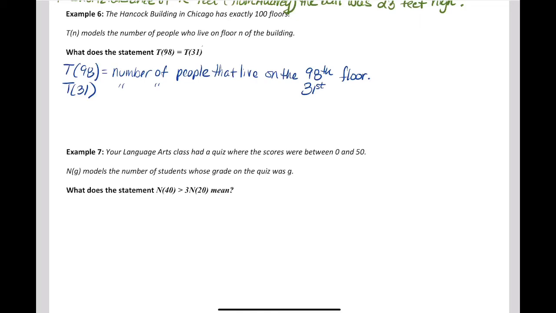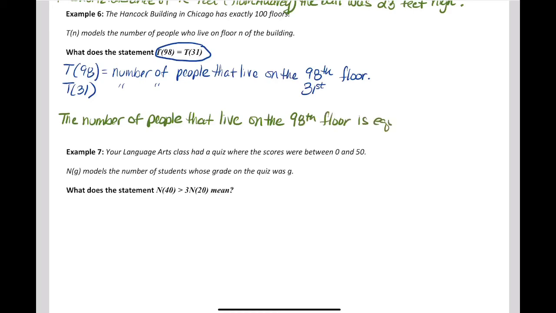So what is this all saying? This is probably the easiest one we've done of them all. We're saying that the number of people that live on the 98th floor is equal to the number of people who live on the 31st floor. That's pretty simple. Like I said, I think this is one of the easier ones we've done so far.